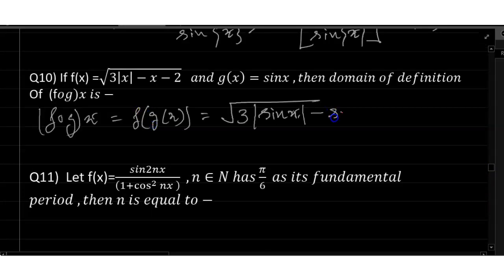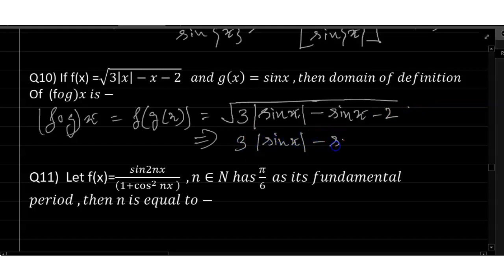Next, a minus sine x minus 2. So friends, we can write it is defined if and only if 3 mod sine x minus sine x minus 2 is greater than or equal to 0.